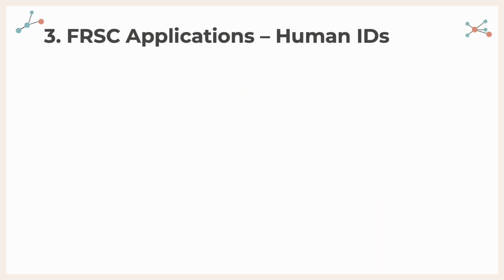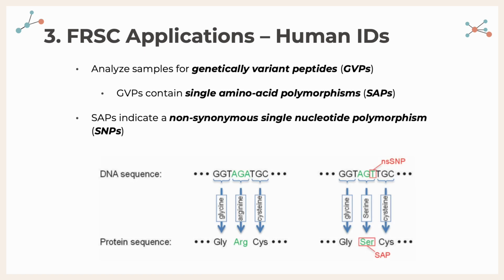So the first topic I want to cover under application is human identification. This essentially tells us all we need to know. There's a lot of words here, and I'm going to point them out to you. We have genetically variant peptides, the GVPs. This essentially means that these peptides have a single amino acid polymorphism. So there's a single change in amino acids that is caused by a change in the DNA sequence. This change in the DNA sequence is called a non-synonymous single nucleotide polymorphism, or a SNP.